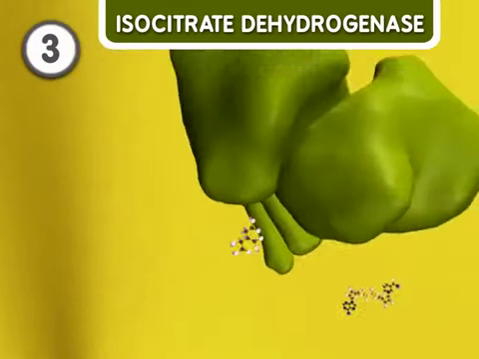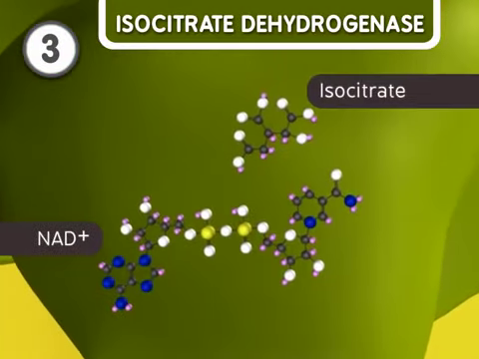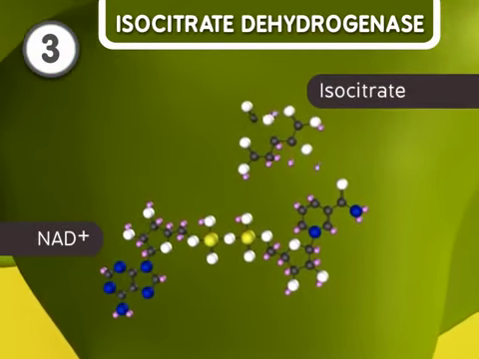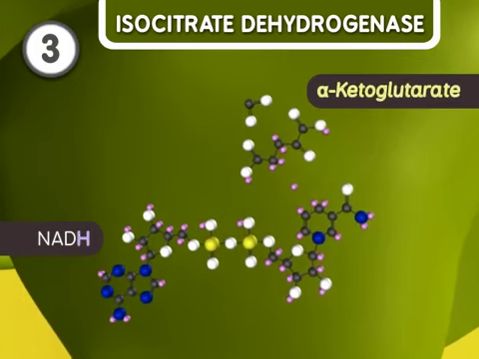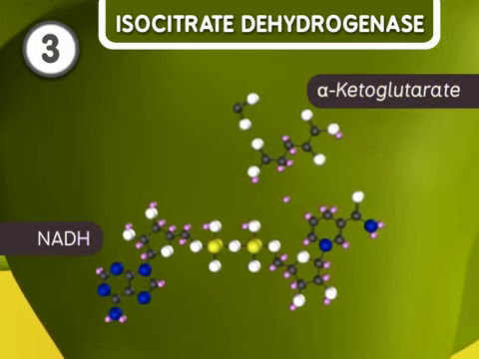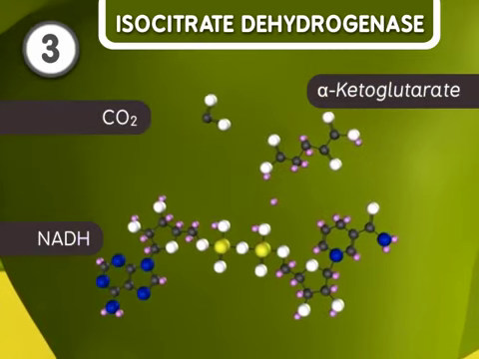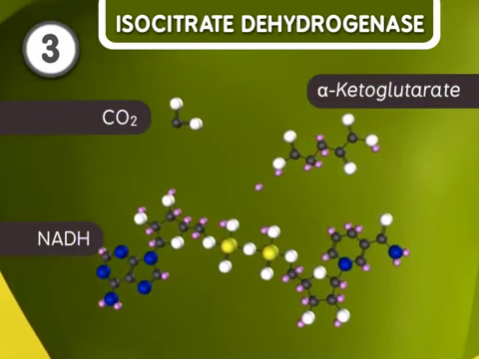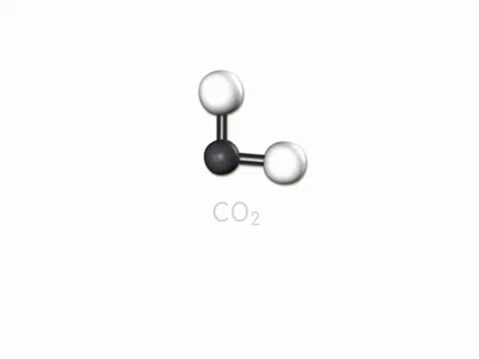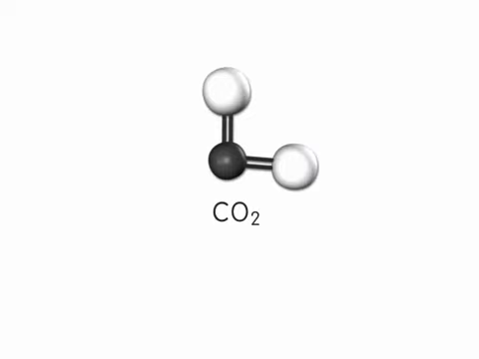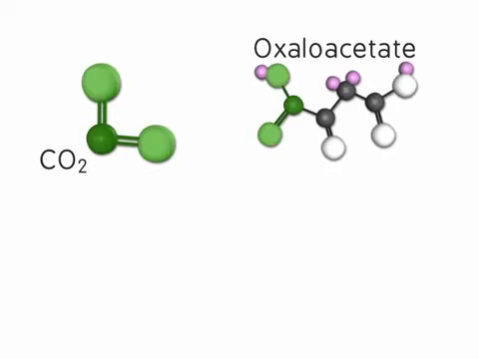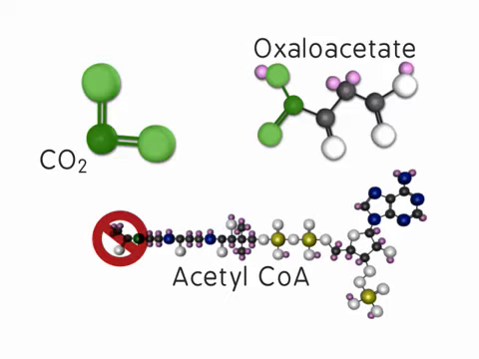Next, an isocitrate dehydrogenase enzyme oxidizes isocitrate, a 6-carbon molecule, into a 5-carbon alpha-ketoglutarate. The carbon that was lost is released as carbon dioxide, and 1 NADH is also formed. The carbon dioxide that is released was originally part of oxaloacetate and not acetyl-CoA.